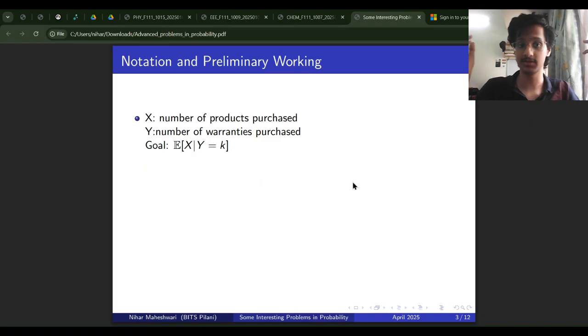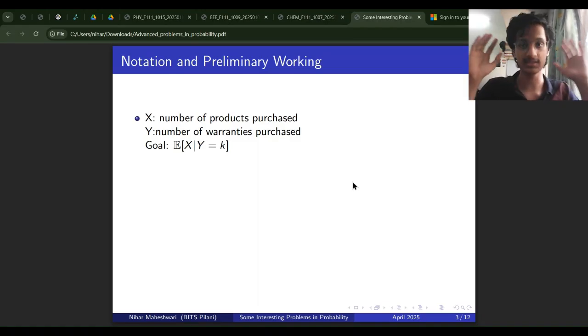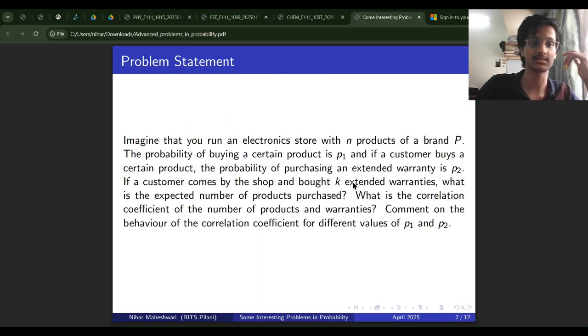I'm denoting capital X as the random variable for the number of products purchased and capital Y for the number of warranties purchased. The goal here is to calculate the expected value of X given Y equals K. Basically, we're trying to find a conditional expectation. And in order to do that, we probably are going to need to find the conditional PMF of X given Y. Meanwhile, what information do we already have?